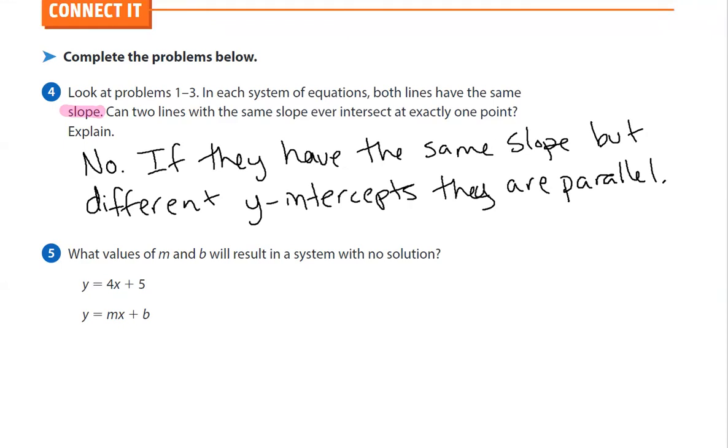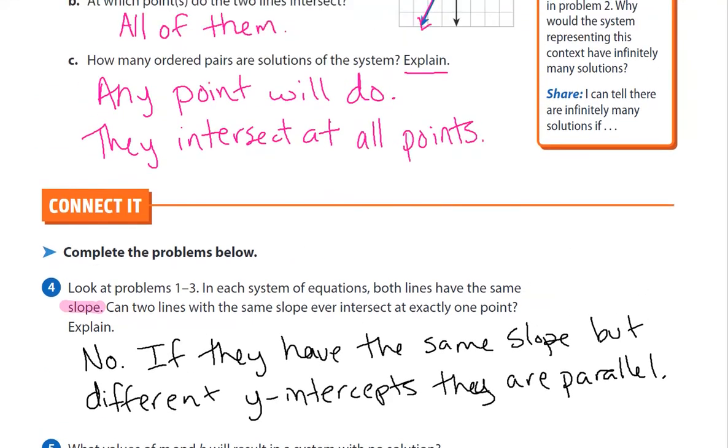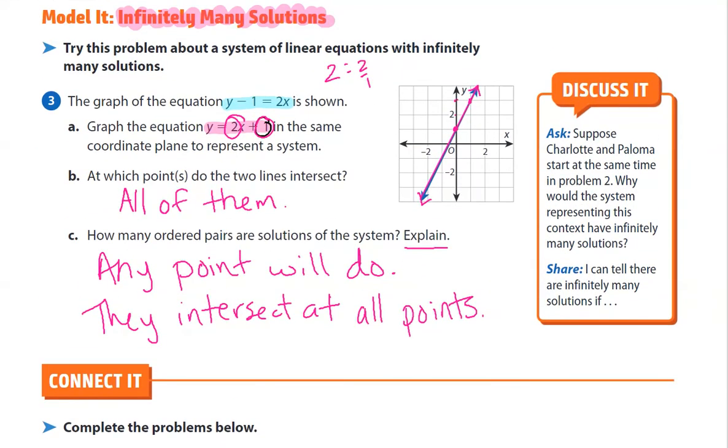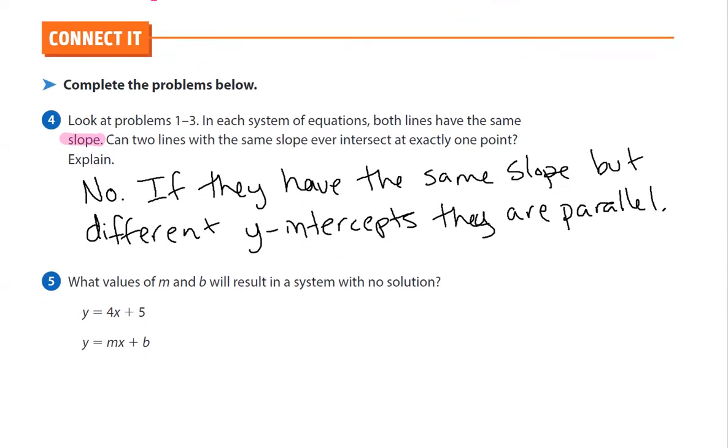Because you have to specify that they have different y-intercepts, because obviously these two also have the same slope if it's the same line, but they have the same y-intercept as well, so that's all the same.